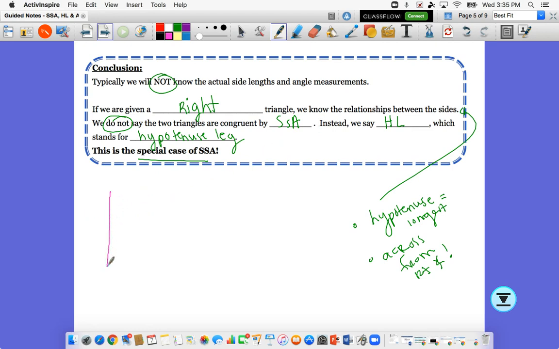So I do want to emphasize that just because you have a right triangle does not mean that HL is how they are congruent. For instance, let's say I've got these two triangles, SMP and JOB. It's a right triangle. I've got angle P congruent to angle J, and angle S and angle B, because they're both right angles. That's the definition of a right angle. All right angles are congruent.